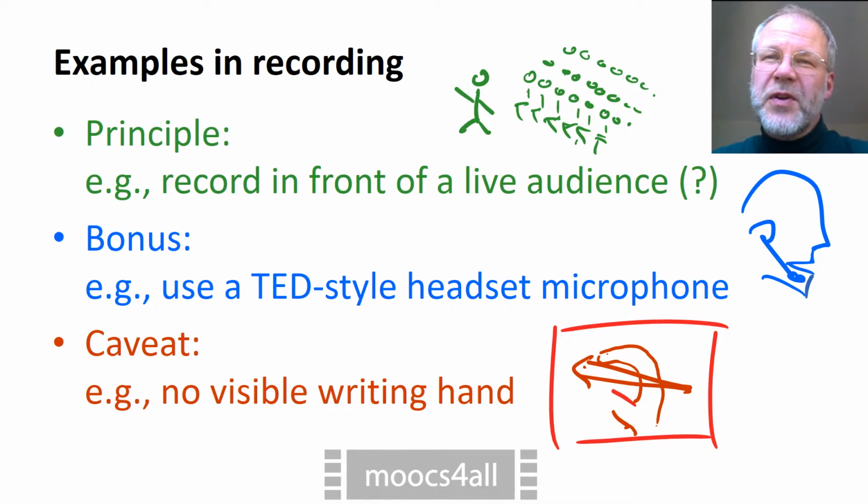Here are some examples for the recording phase. To focus on learning, I like to record in front of a live audience so that I can insert live quizzes for that audience and see whether or not my explanations have worked. For a technology bonus, use a decent microphone, maybe one that is going to cost you 400 euros. But be aware of such things that a visible writing hand, as used in the Udacity videos, may simply not be possible in a cheap setting.